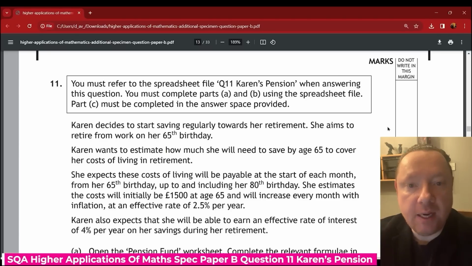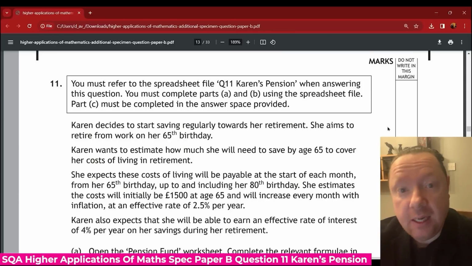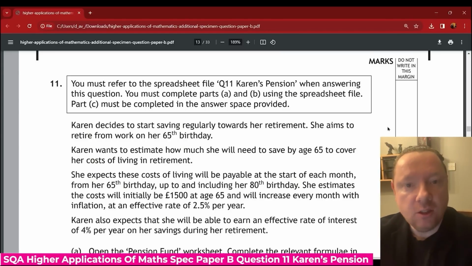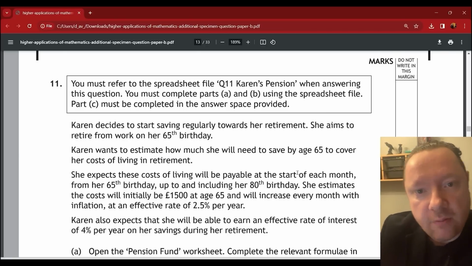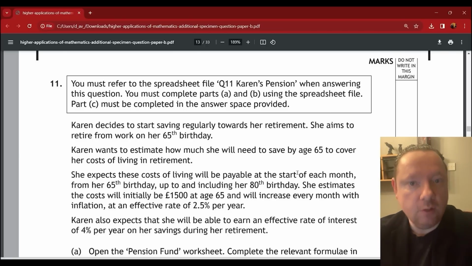Higher Applications of Maths, additional specialism in Paper B, question 11 on Karen's pension. So we're going to go for an Excel question today. And one thing to note straight away with this is the Excel actual marking scheme is wrong for this question. So bear that in mind when we go through it if you want to follow along.